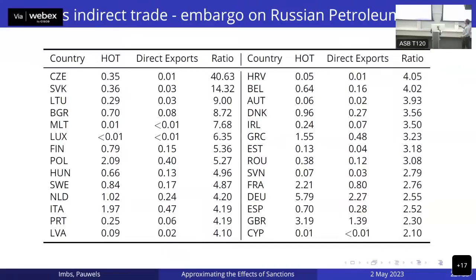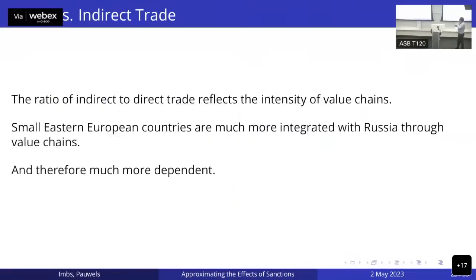the Czech Republic here is heavily integrated with Russia. Same for the other Eastern and smaller economies in Europe. You can see that the numbers are very large, and so they're part of that very long and very intensive supply chain with Russia. So essentially they're more integrated and more dependent.